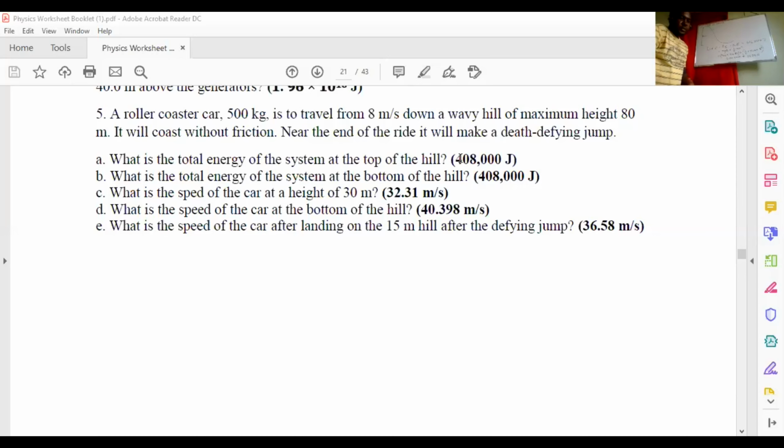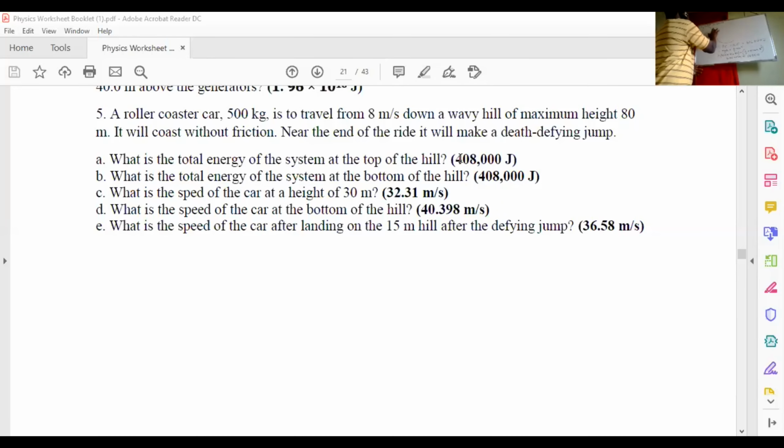Part B, what's the total energy of the system at the bottom of the hill? At the top, the total energy is this. At the bottom, remember energy conservation: energy is not created or destroyed. So at the bottom, the same total energy will exist. The same 416,000 joule of energy will exist at the bottom of the track. What is the speed of the car at the height 30 meters?